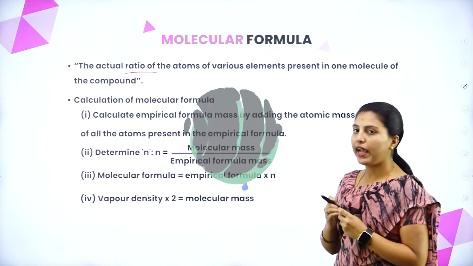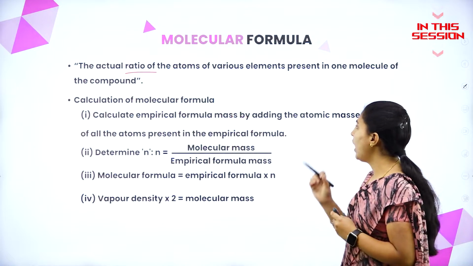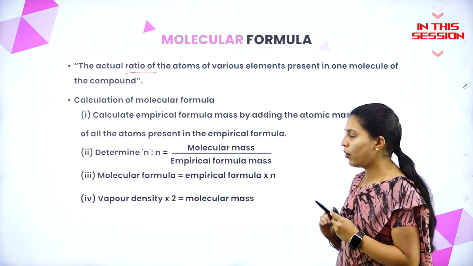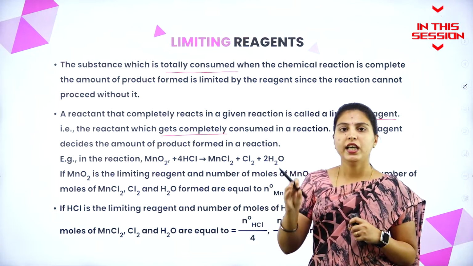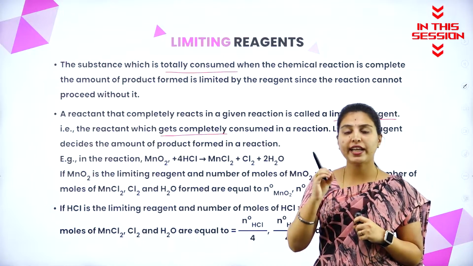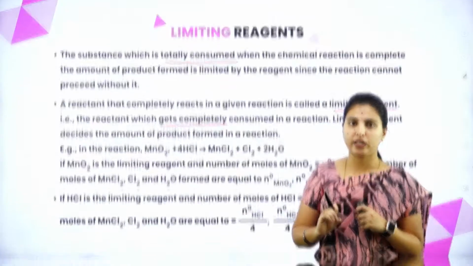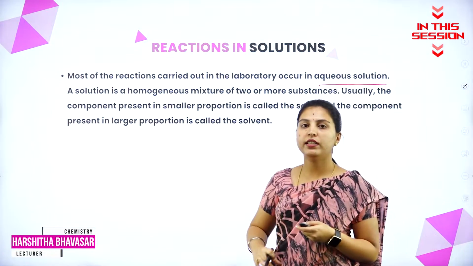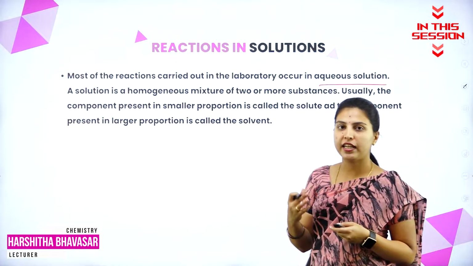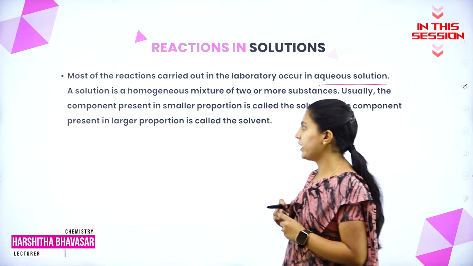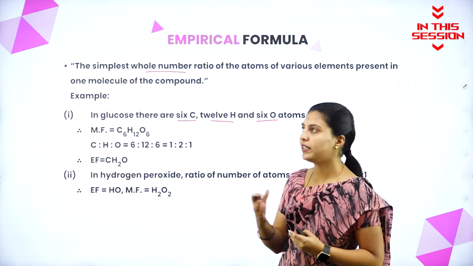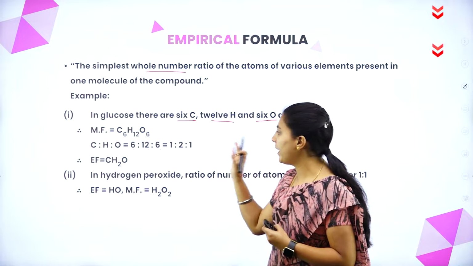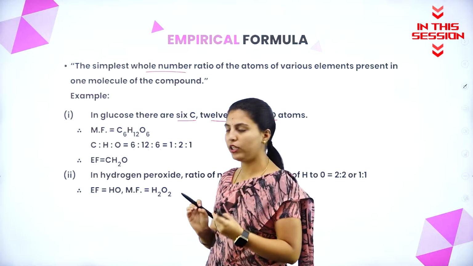You have to calculate the empirical formula by adding the atomic mass of all atoms present. Sometimes a reactant will be consumed completely in the reaction. At that time you can expect only a little bit of product. Aqueous solution means whatever reactions or solutions are done by the water itself, we'll call it an aqueous solution. You are converting into the simplest whole number, that is only the empirical formula. Again, you have to write it down for the molecular formula.